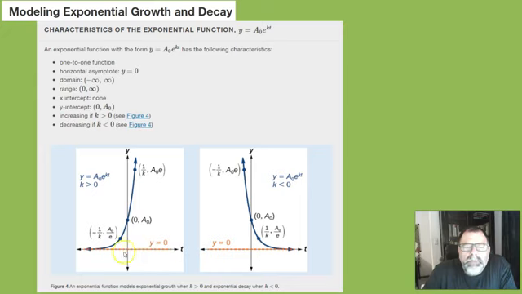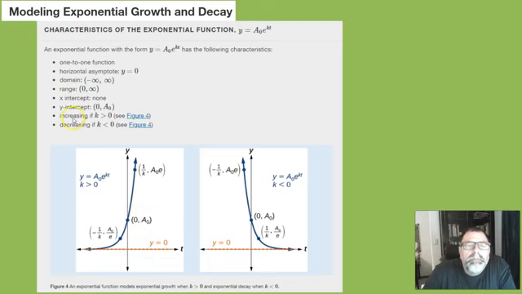So remember the x values: you can put in any x value, you'll get a y value. The range is just the positive real numbers, so from 0 to infinity for either one. X-intercepts, there is none. It doesn't hit the x-axis. It's an asymptote. And then the y-intercept is a sub 0, which is the initial value.